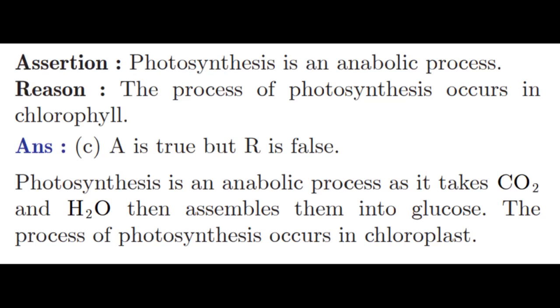For explanation, we can say photosynthesis is an anabolic process as it takes carbon dioxide and water, then assembles them into glucose. The process of photosynthesis occurs in the chloroplast. It's an anabolic process. They will be joining things, and after joining, they will be bringing up the new products. In that sense, it's correct. But the reason which is given over here is false.